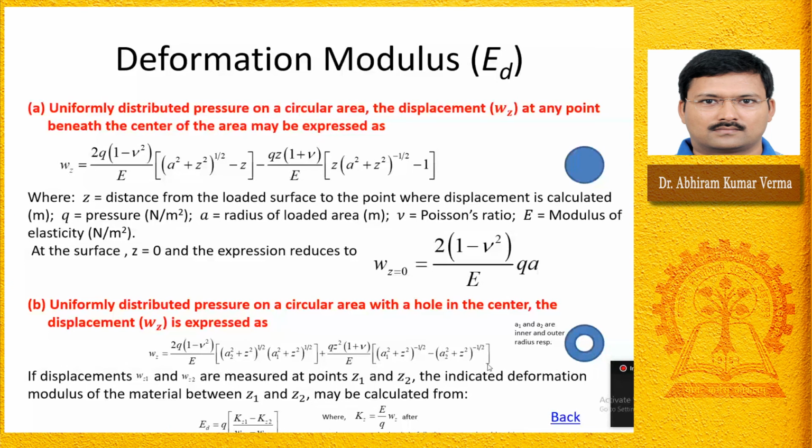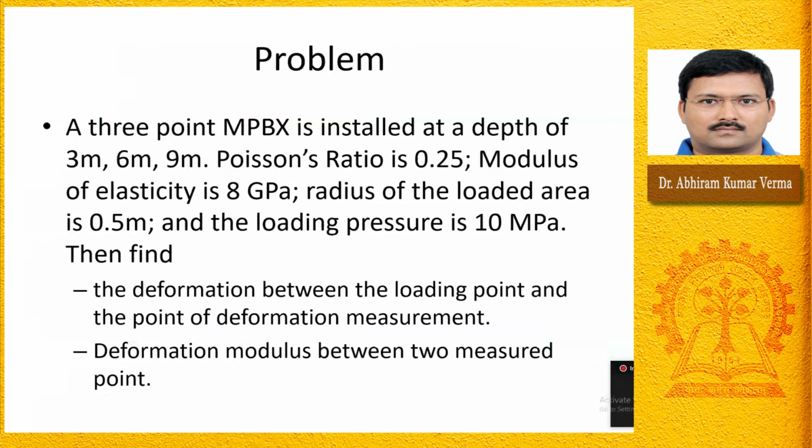Okay, and based on that we can find out the modulus of deformation, ED, which will be Q times the load which we are applying, and then KZ1 minus KZ2 by W1 minus W2. So all of this depends upon the data which we are trying to develop here, and it all depends upon the type of experiments we are performing, right? So this is your deformation modulus.